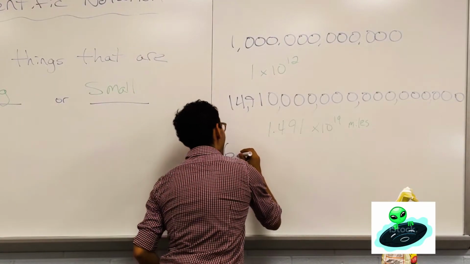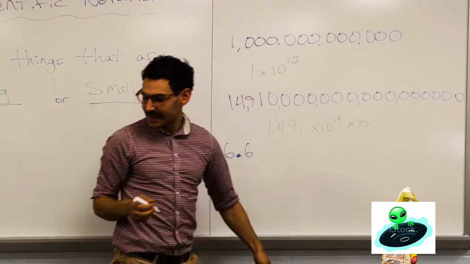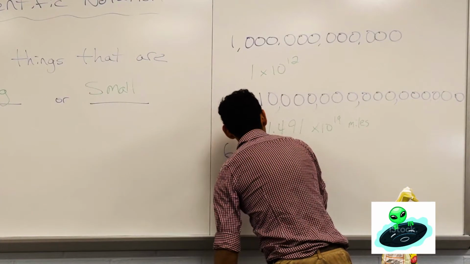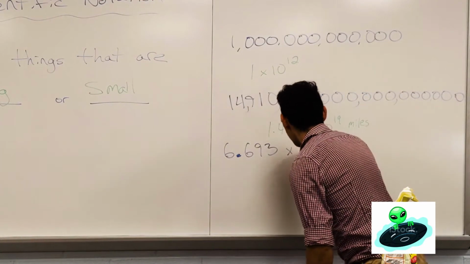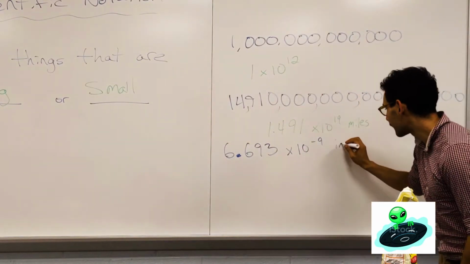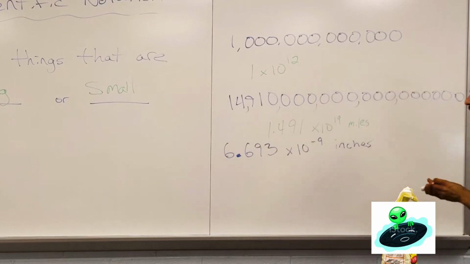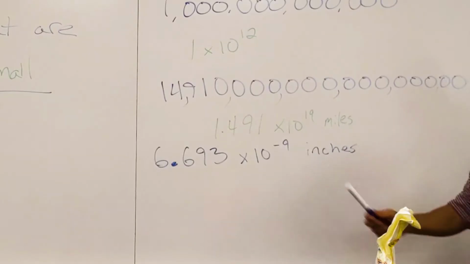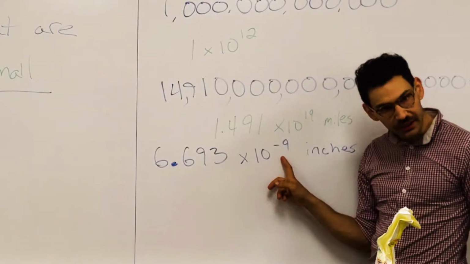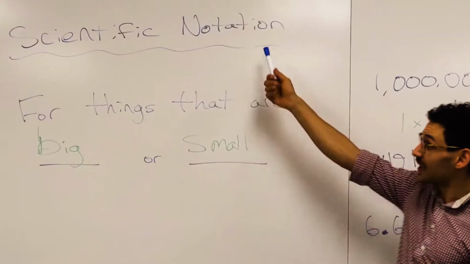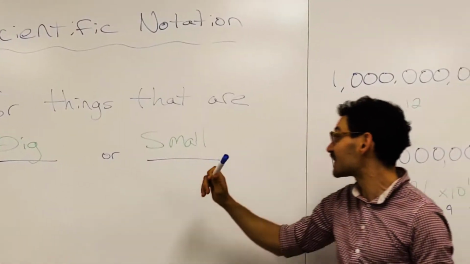And one atom of carbon is 6.693 times 10 to the negative 9th inches. I'm going to write out the scientific notation first. Now this guy's a little bit different because on these first two examples we have positive exponents. When we have a negative exponent, like we do here, we're going to get a number that's very small. So we said scientific notation is for big things and small things.